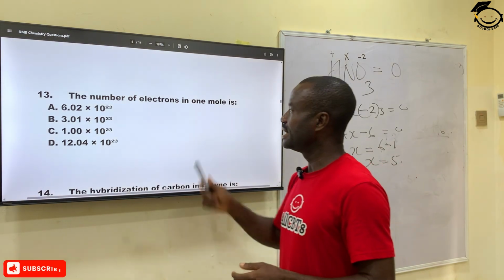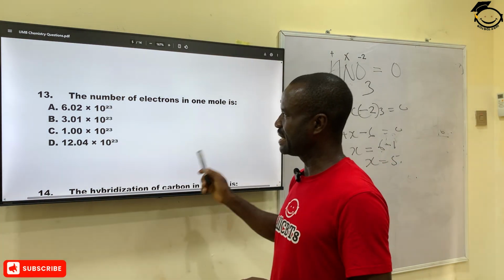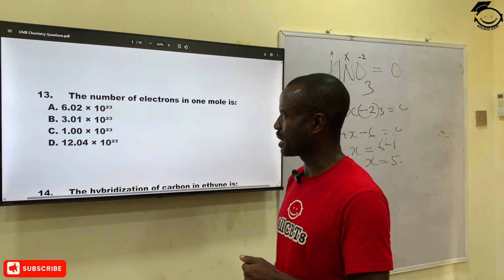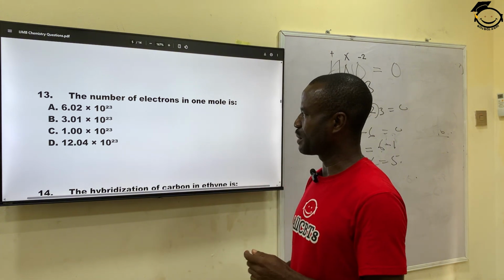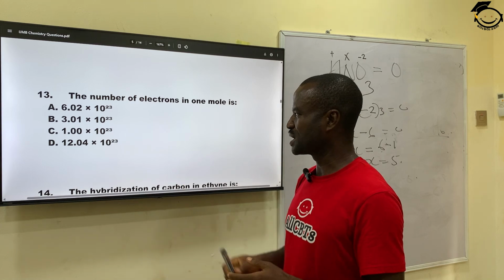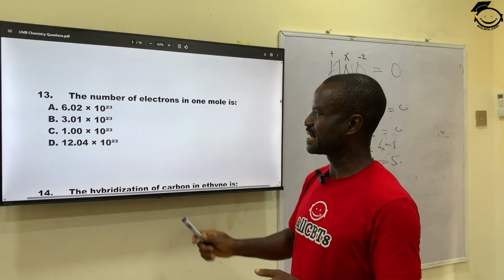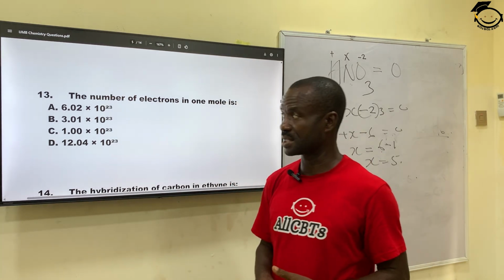Question 13. The number of electrons in 1 mole of a substance is: A, 6.02 times 10 raised to the power 23, B, 3.01 times 10 raised to the power 23, C, 1 times 10 raised to the power 23, D, 12.04 times 10 raised to the power 20. The correct answer is A, 6.02 times 10 to the power 23. We call it Avogadro constant.